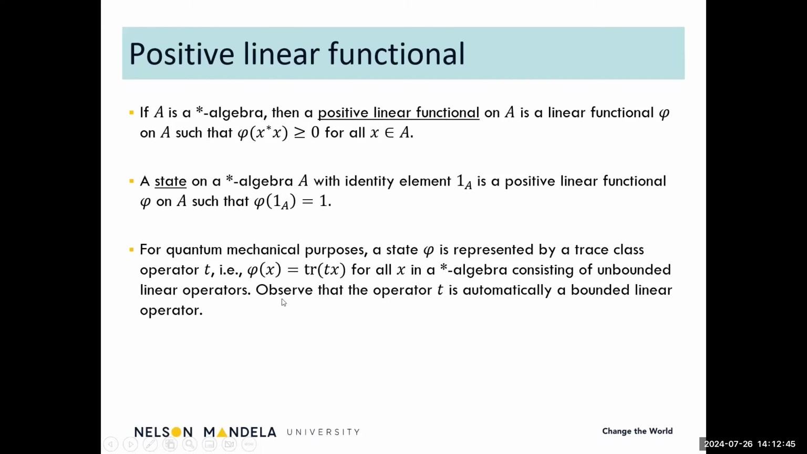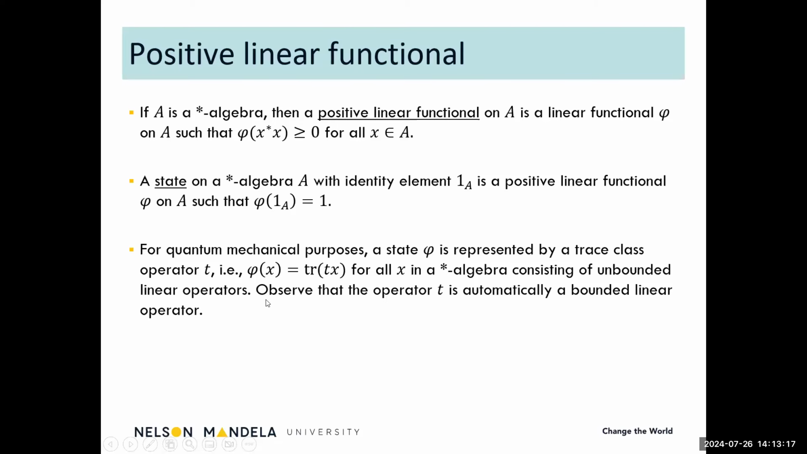For quantum mechanical purposes, a state is represented by a trace class operator. What I mean by that, so that's a special type of bounded operator. In other words, phi of x would be the trace, the ordinary trace, of Tx as an operator. And that's for all x in a star algebra consisting of unbounded linear operators. And then T is automatically bounded by definition.